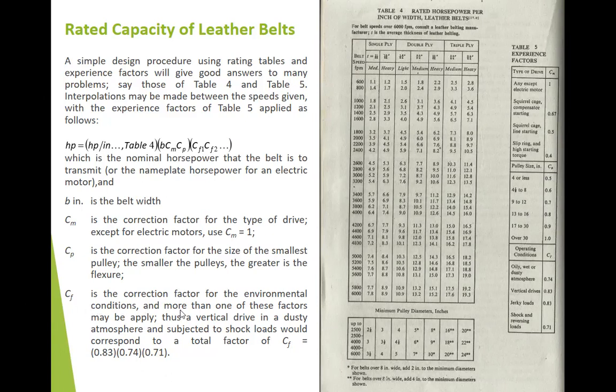So, C sub F is the correction factor for the environmental conditions, and more than one of these factors may be applied. Kaya nga, may pa-product na yan. Thus, a vertical drive in a dusty atmosphere and subjected to shock load would correspond to a total factor of C sub F equal to 0.83 times 0.74 times 0.71. Ito, di ba? Vertical drive. So, ito, vertical drive is 0.83, dusty atmosphere, 0.74, shock load, 0.71. Hindi naman sinabing jerky, pero magkasabay na siya na shock load. Kaya yan, i-multiply mo yung product na yan. Pag may binanggit lang, pag wala, problem solving tayo.